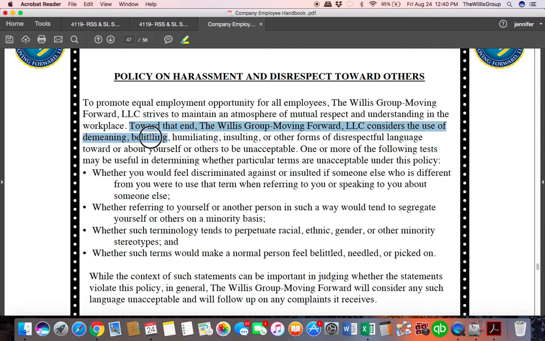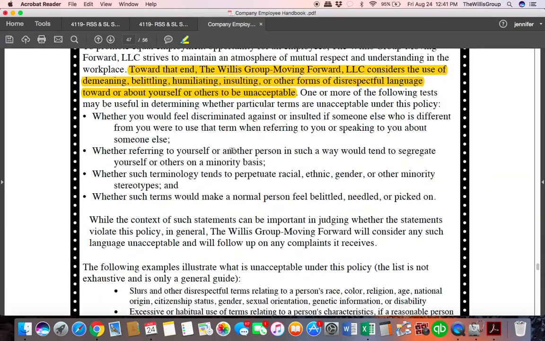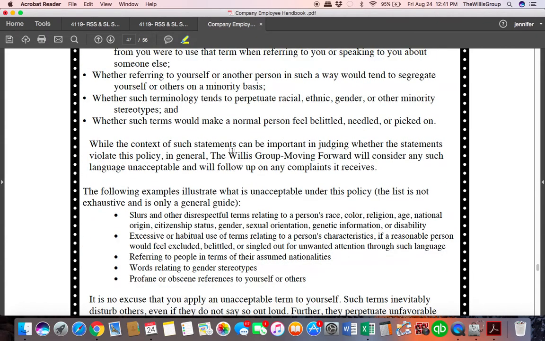So this really goes to that idea that if you're humiliating or using insulting words, an individual cannot go into the defense that, oh, I was talking about myself, because our policy does indicate that you cannot use demeaning, belittling, humiliating, insulting, or other forms of disrespect about yourself or other individuals. We have a zero tolerance policy for that.